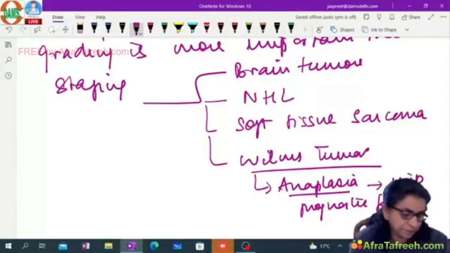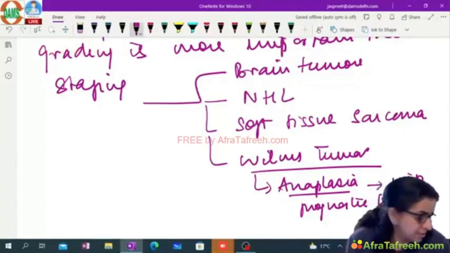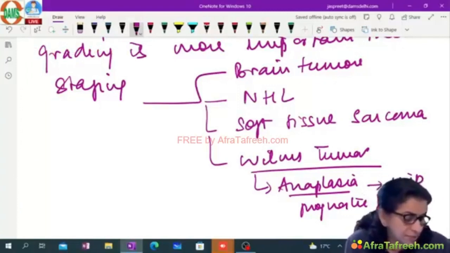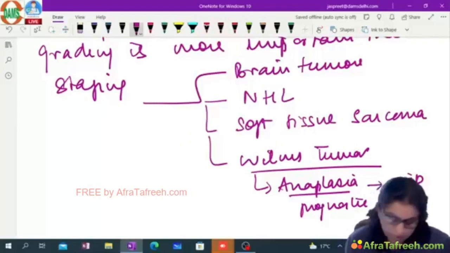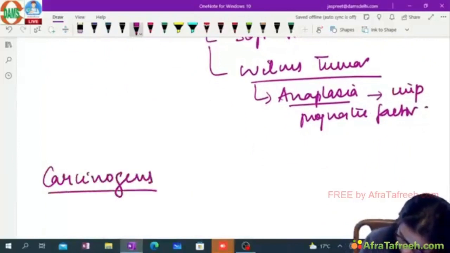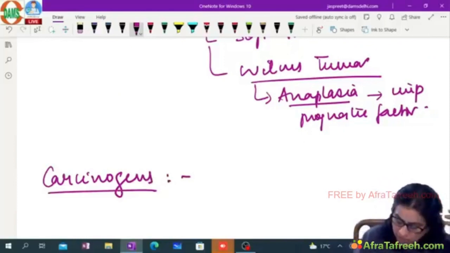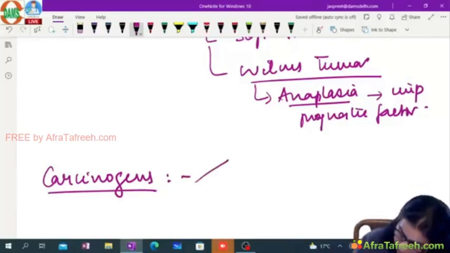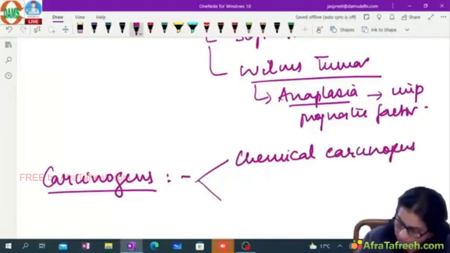Now the next important part is I have to cover hallmarks of cancer. But before hallmarks, let me quickly finish some simple things. There is something called carcinogens. So let us talk about carcinogens first. What are carcinogens? Cancer causing agents, agents that can cause cancer. Carcinogens can be chemical carcinogens, chemicals that can cause cancer.